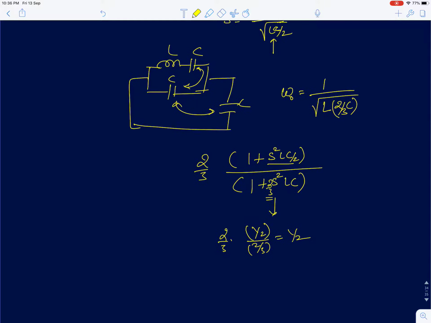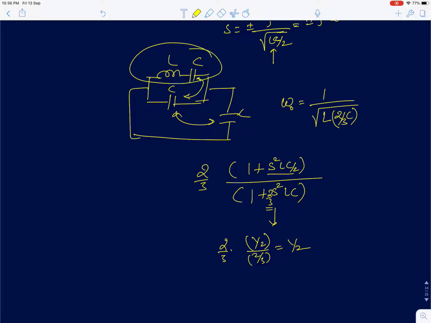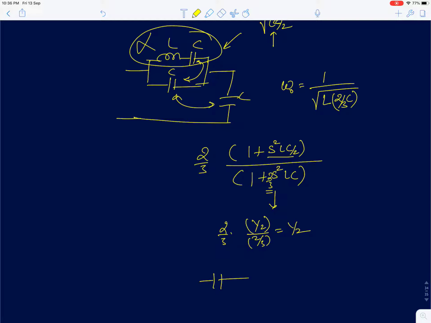So again, to find the high frequency gain, at high frequencies, the inductor here, in this circuit, this is the circuit given to us, will become an open circuit, so this part will not figure in. So the circuit will simply reduce to a capacitor and capacitor in series. So the high frequency gain is half for this, and that's what we get here. Okay.